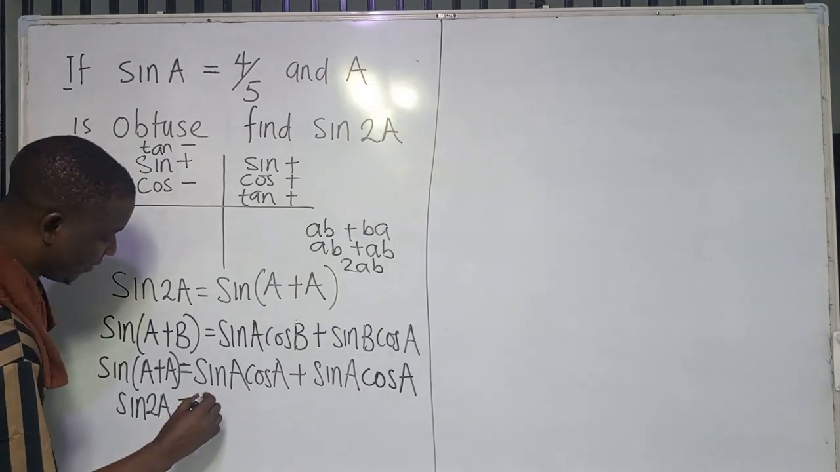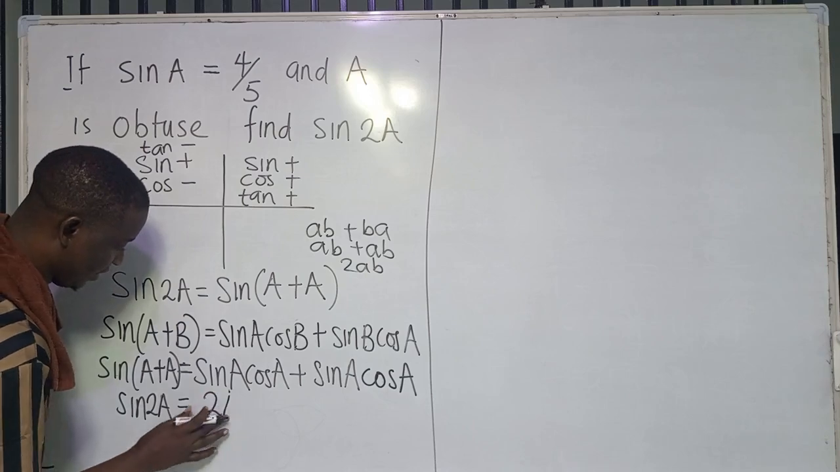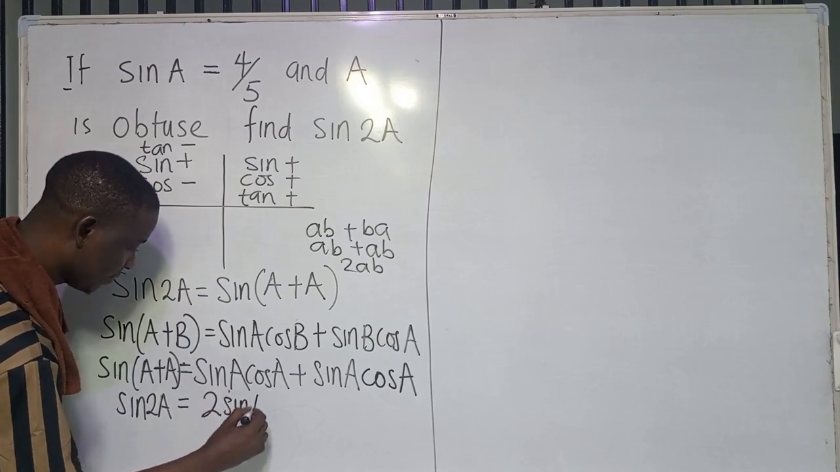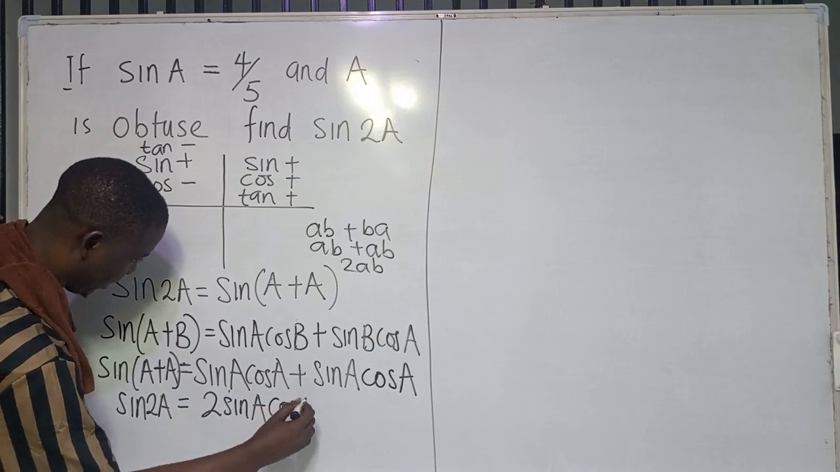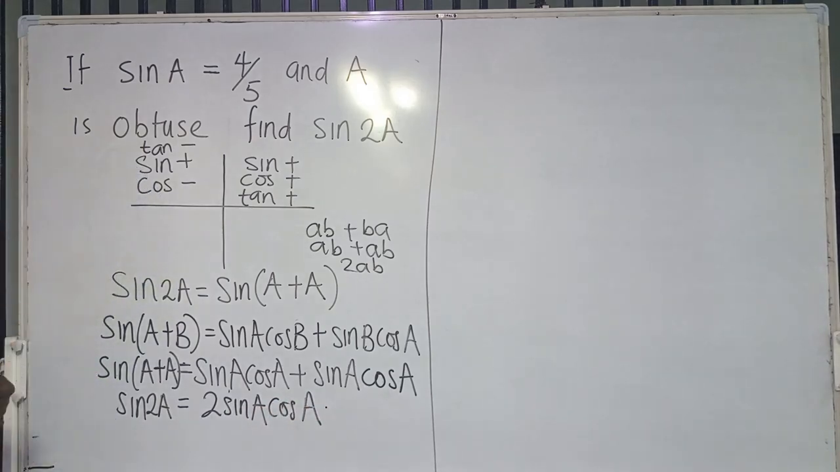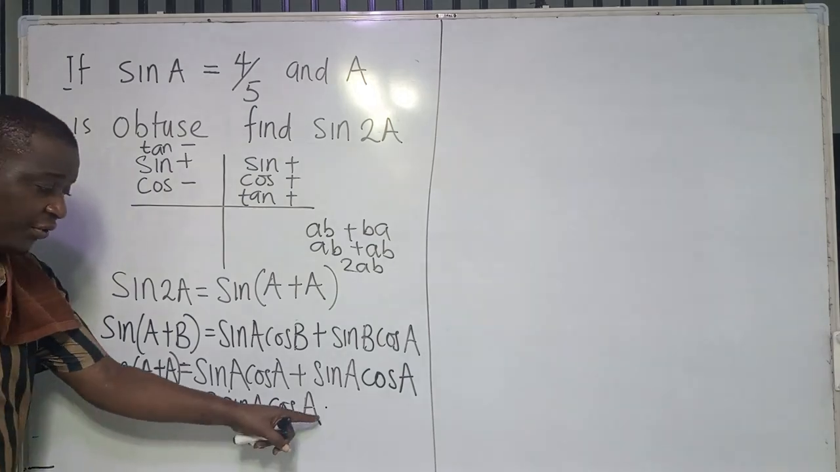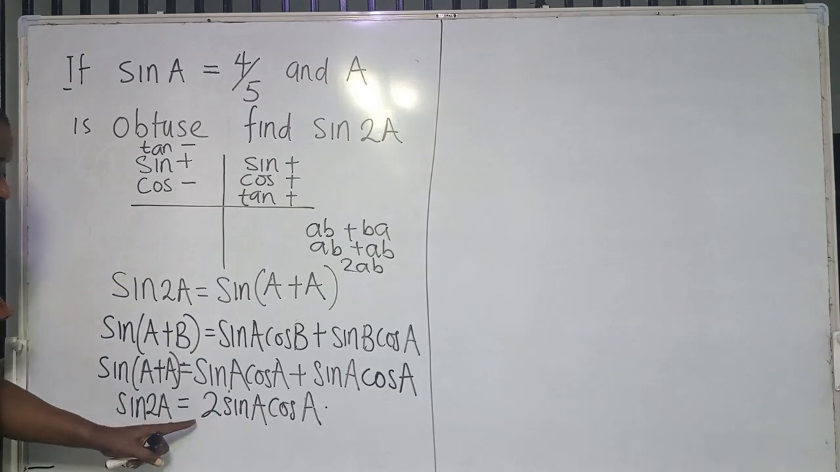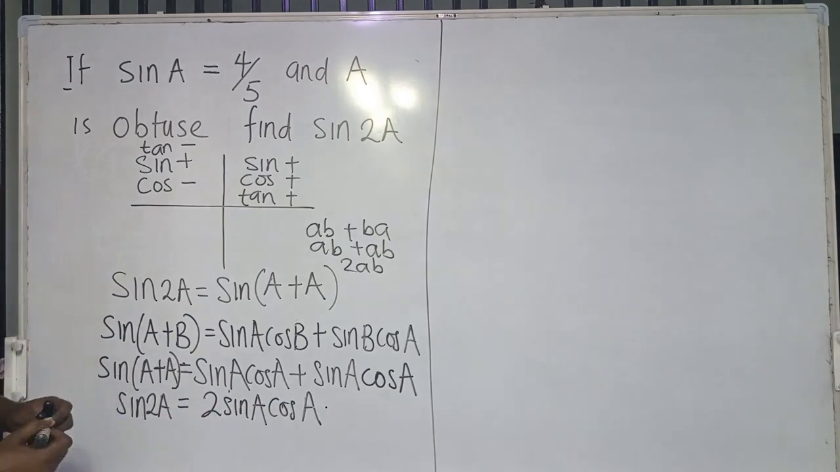So in this case, we are going to have 2 sine A cos A. That is the formula we are going to apply to solve our problem. Sine A cos A times 2 is equal to sine 2A.